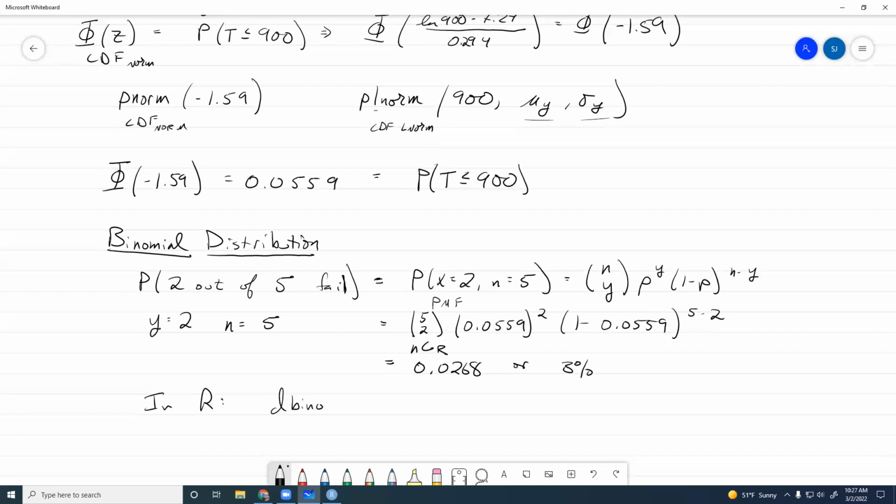So in R, we can do it this way. dbinom, so d for density. The arguments for this are x, or I should write that as y because we're treating this as y. So y, how many, what are you interested in? In this case, that was 2, n, and then p. So the dbinom 2, 5, 0.0.